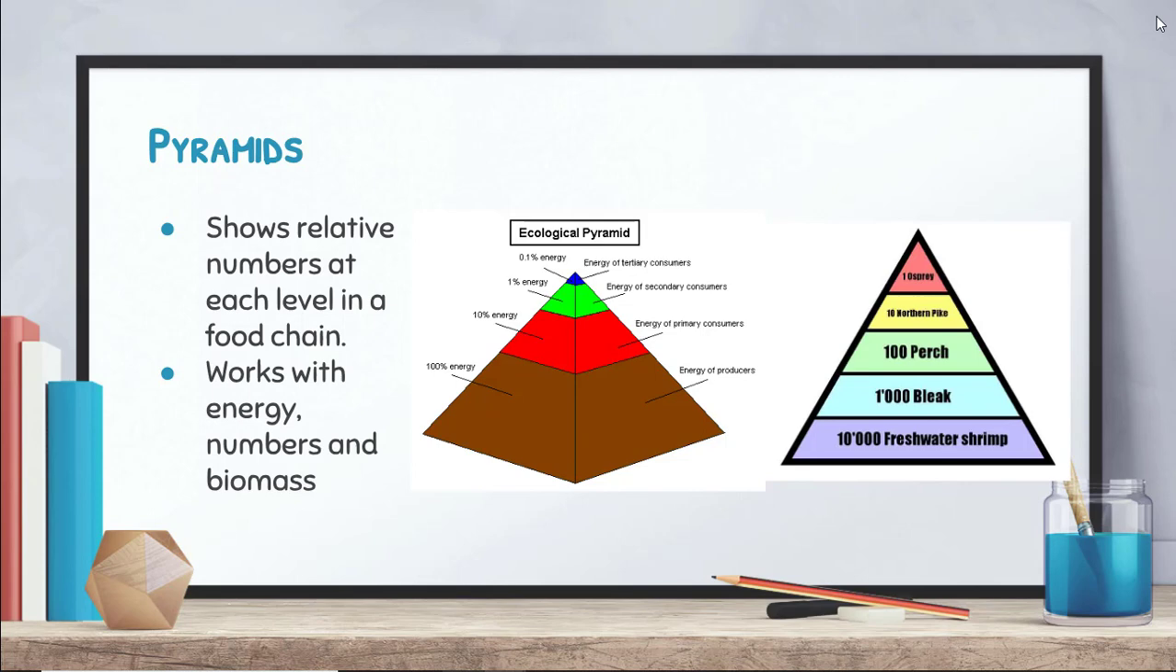And this works the same way with numbers as well. So for example, we have 10,000 freshwater shrimp. 10,000 freshwater shrimp support 1,000 bleak, which is a type of fish. 1,000 bleak support 100 perch. 100 perch support 10 northern pike, which supports 1 osprey. So the reality is the amount of energy that's required to support 1 osprey is equal to the amount of energy that's in 10,000 freshwater shrimp. It's pretty crazy if you think about it, but that's how the energy flow works in an ecosystem.